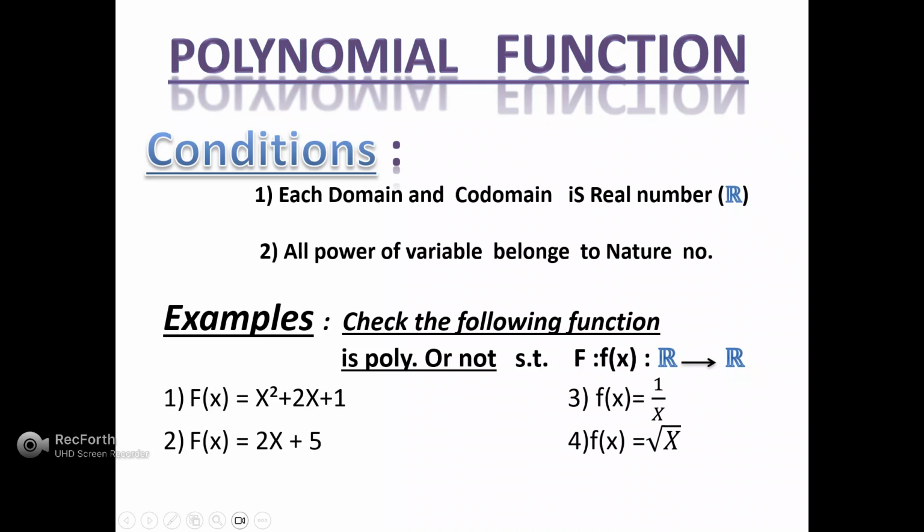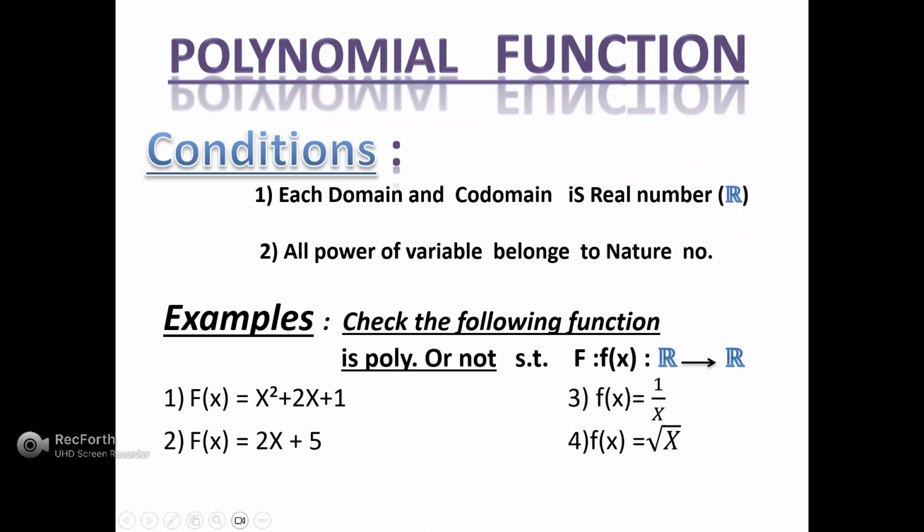Now we have the rule of a function, its name f. f refers to the function, and the function f of x maps from the domain, real numbers, to the codomain, also real numbers. So the first condition is satisfied. The first condition says that the domain and codomain are real numbers. Let's check the second condition.